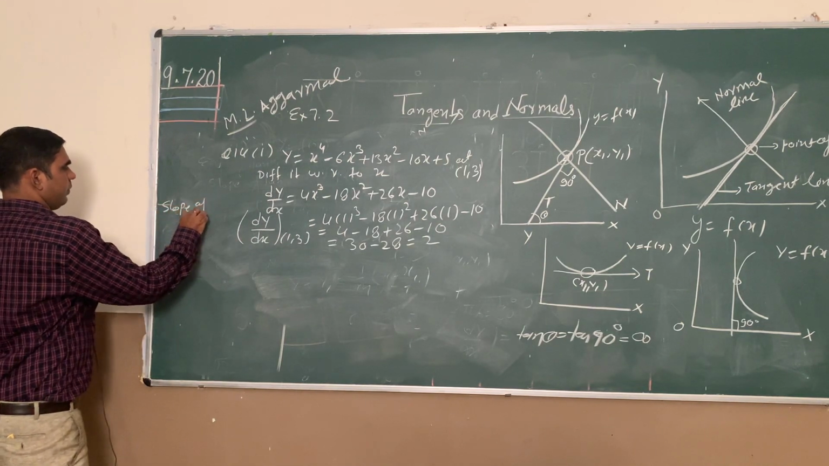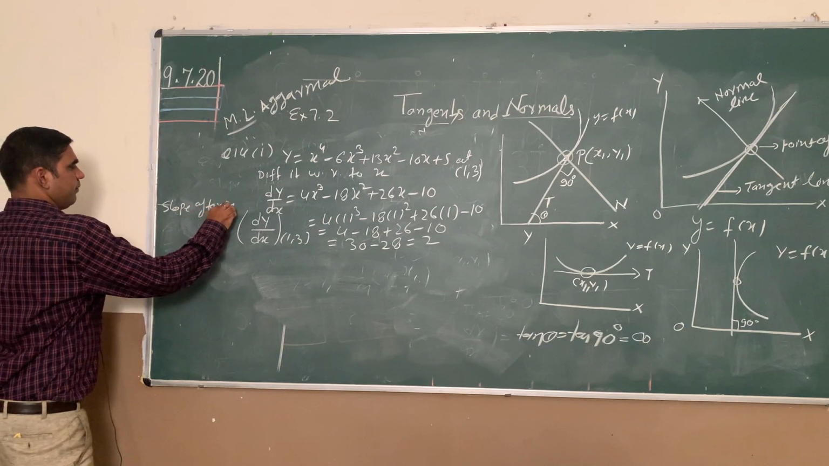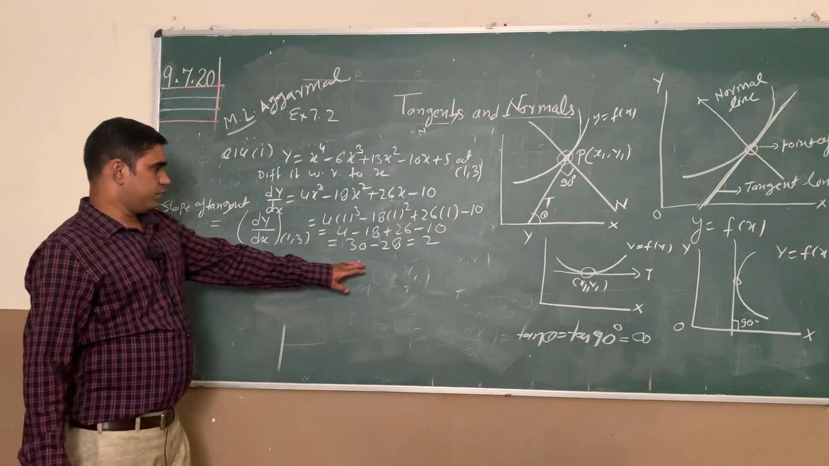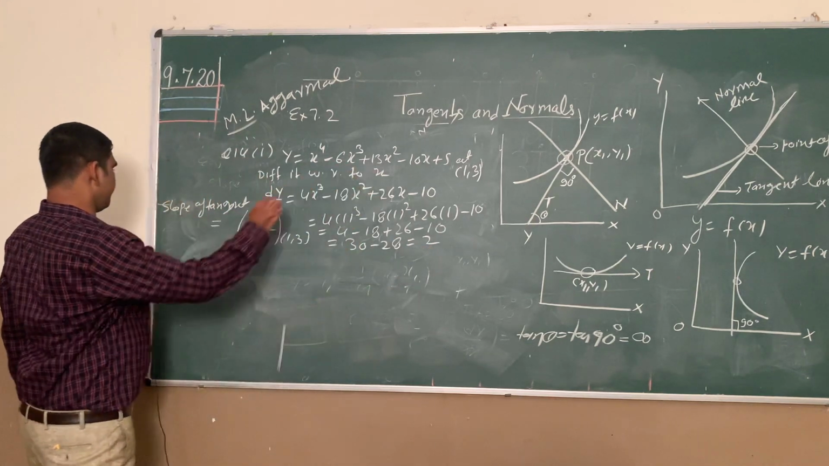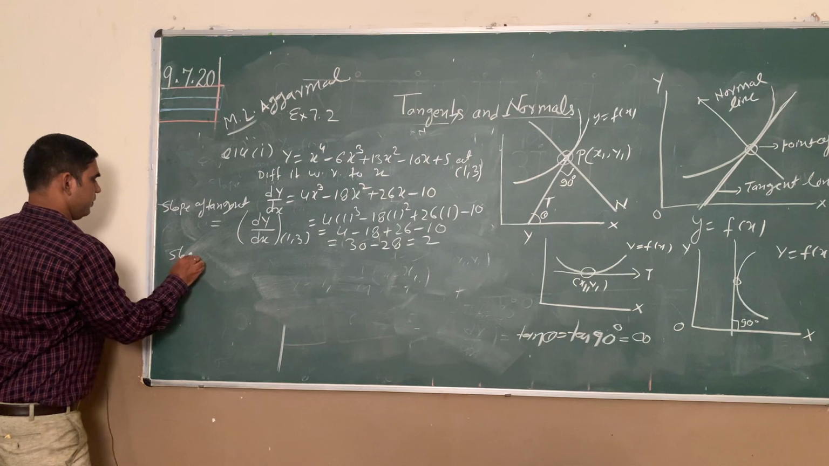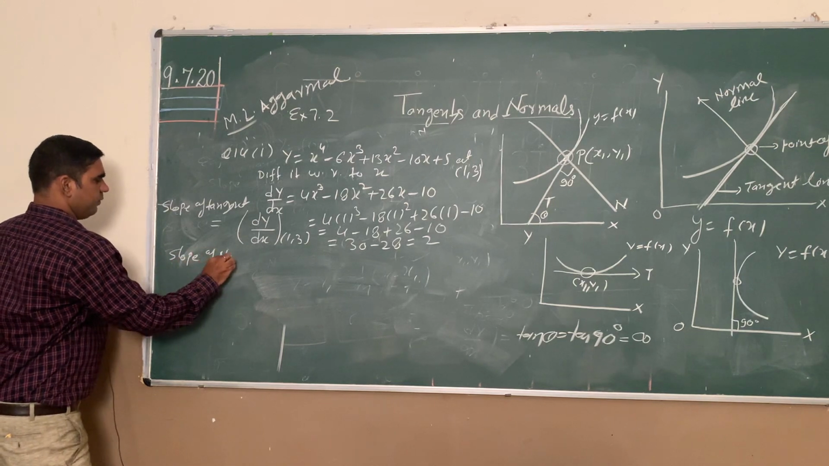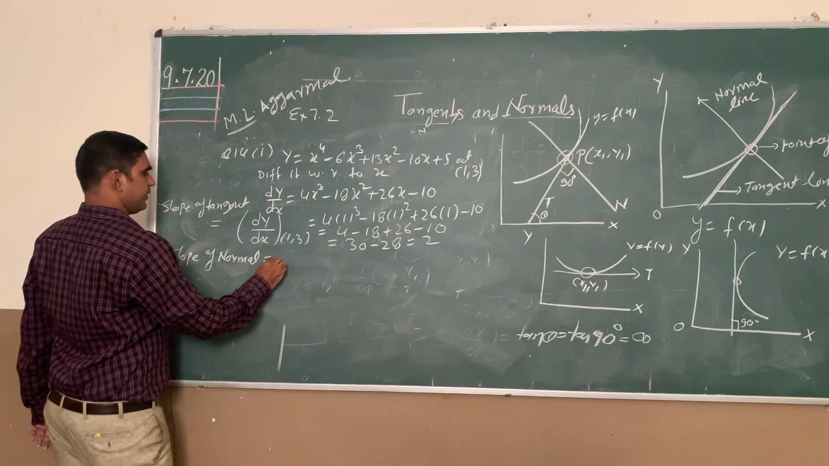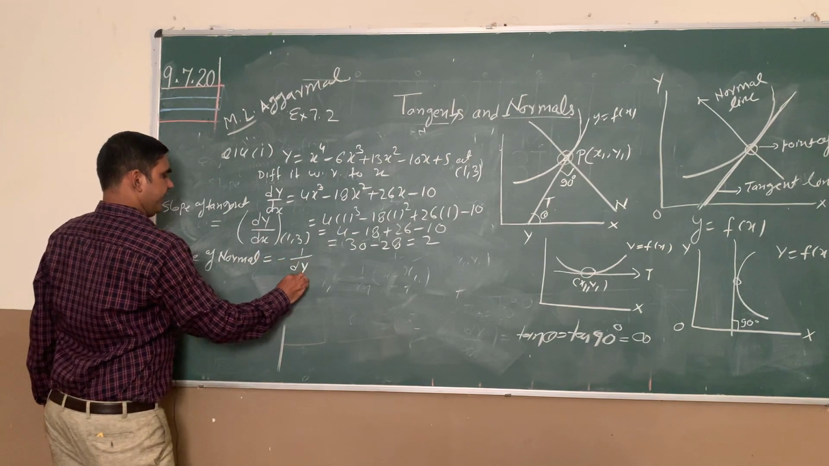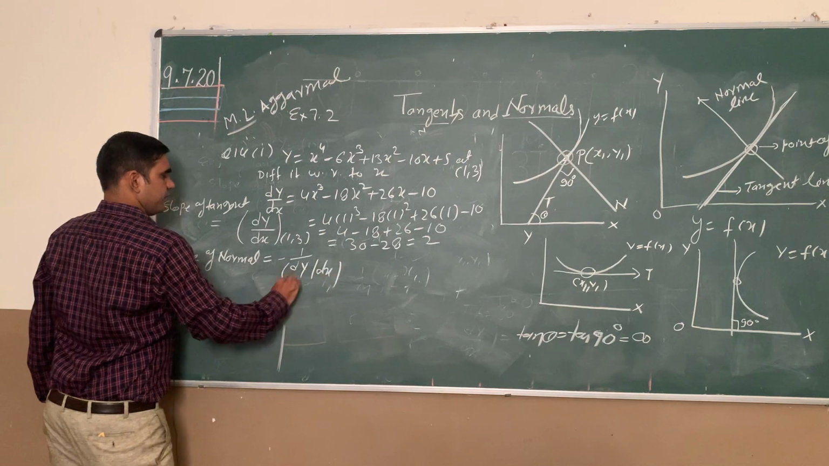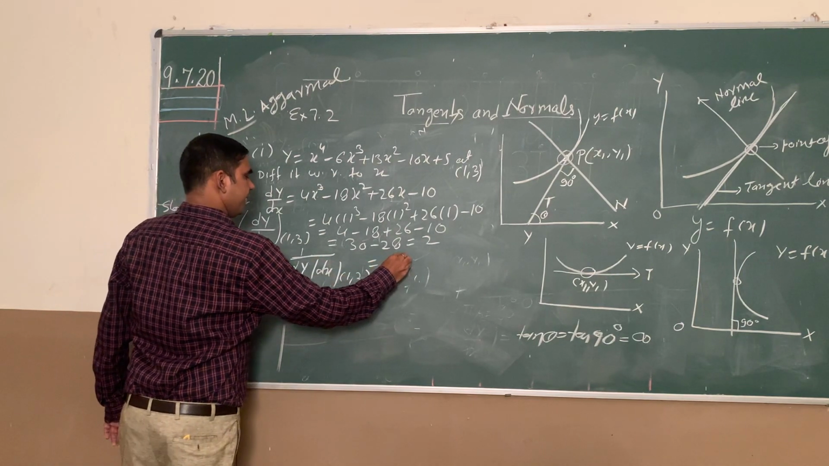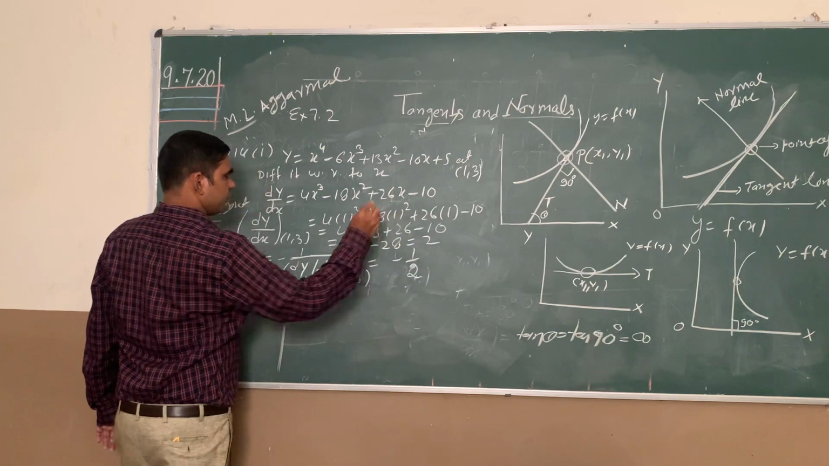Slope of the tangent equals 2. Now the slope of the normal is the negative reciprocal of this, that means minus 1 upon dy by dx at the particular point 1 comma 3, which equals minus 1 upon 2.